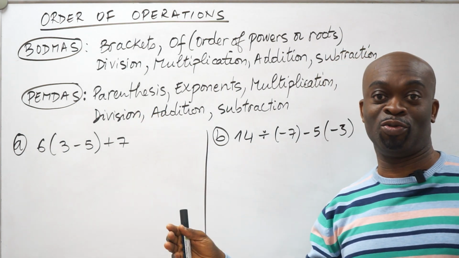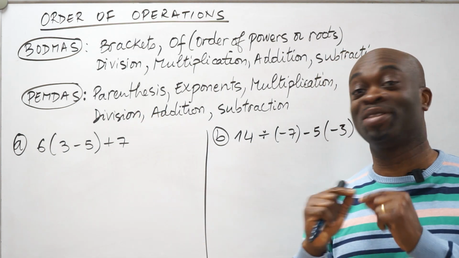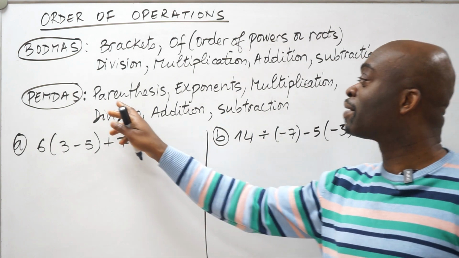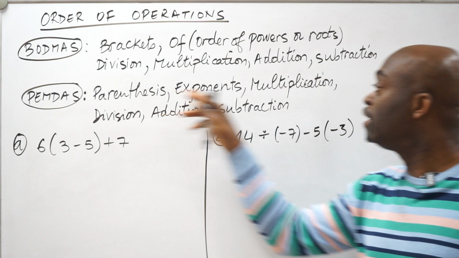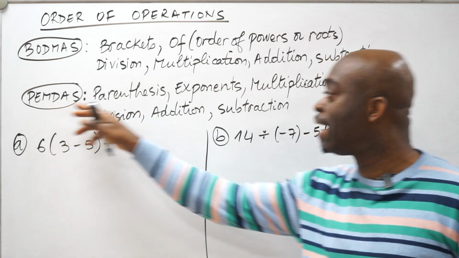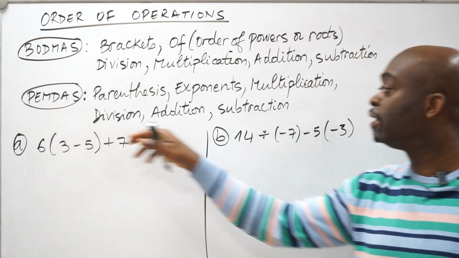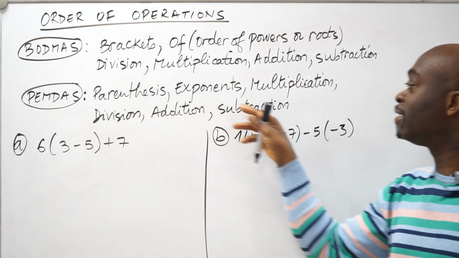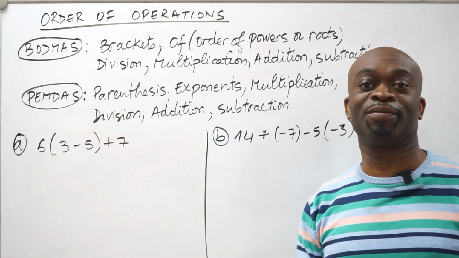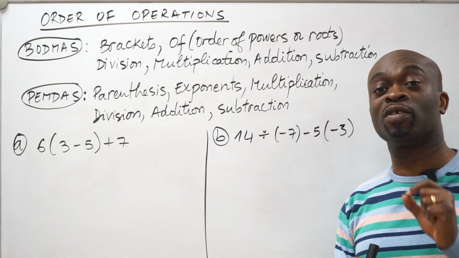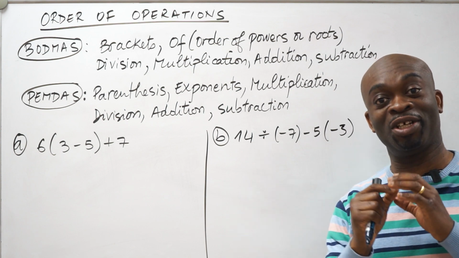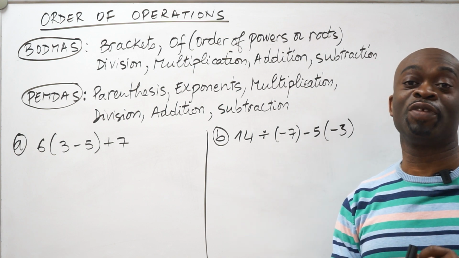Now, PEMDAS rules, same thing. Again, they are just the same. Parentheses for P, exponents for E, multiplication for M, division for D, addition for A, and subtraction for S. All right? That's it. Now, there is an exception to the rule. Please, ladies and gentlemen, pay attention now. The exception to the rule is what?